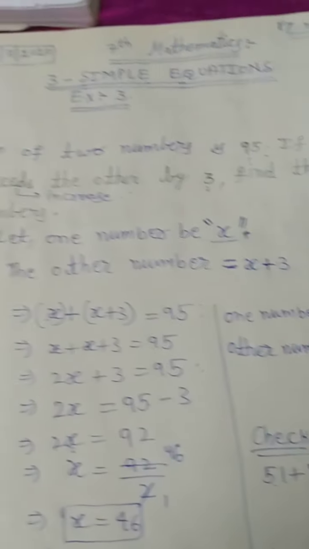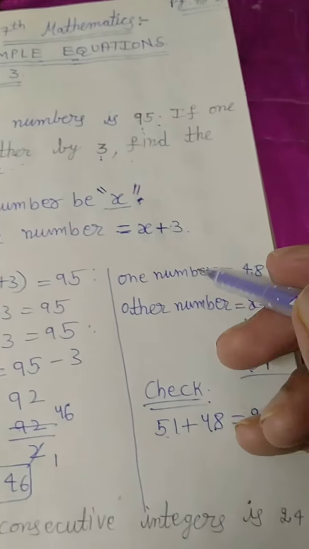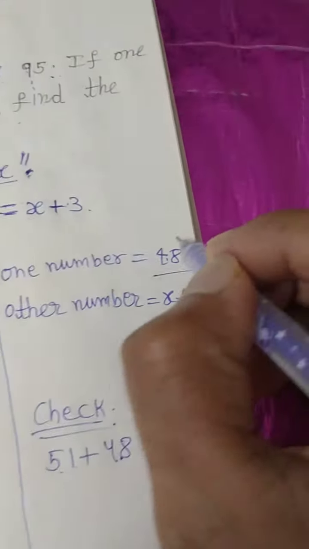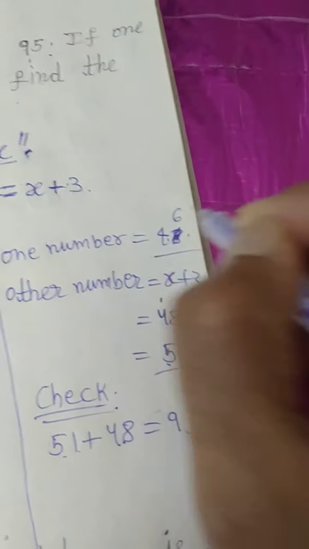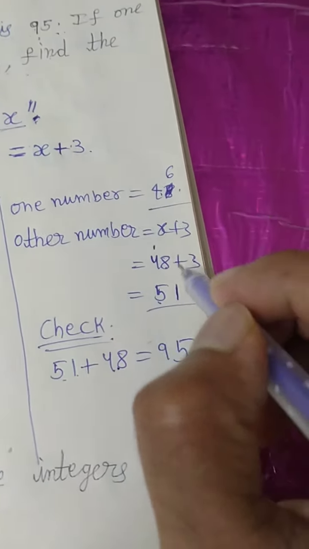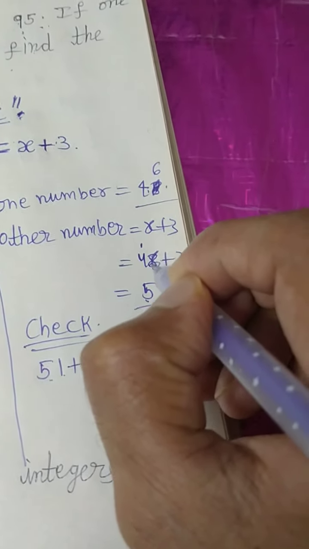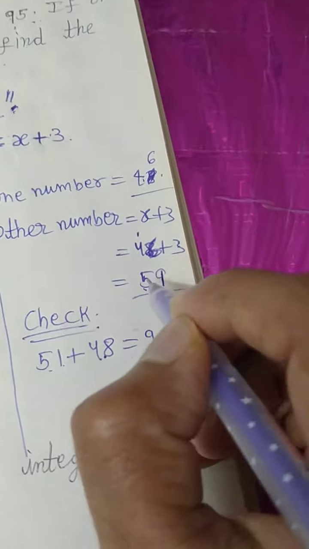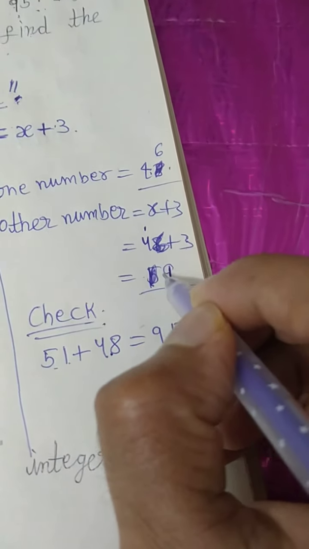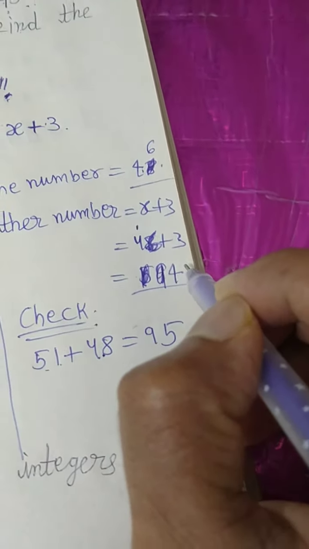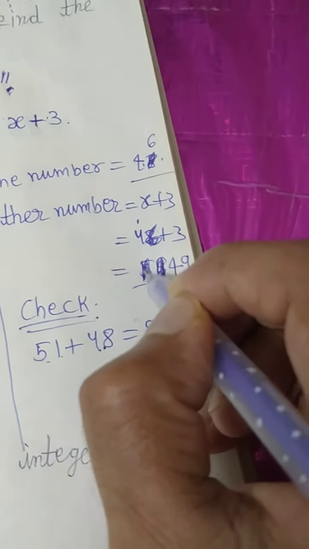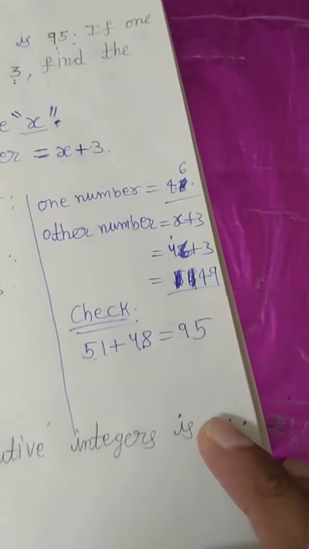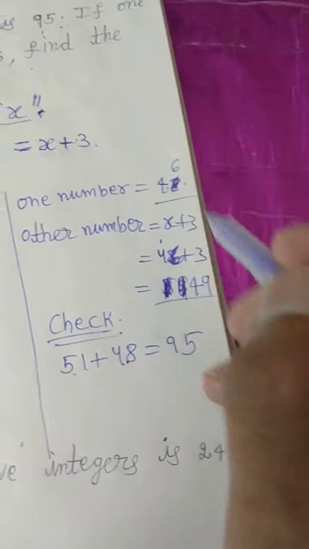Just a minute children. Sorry children, the other number is not 48, it is 46. So 46 plus 3: 6 plus 3 is 9, and 4 is there. So the answer is 49. Okay, sorry children, not 48, it is 46. So 46 plus 49.